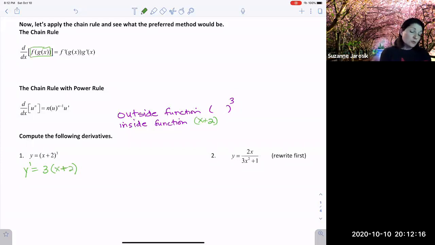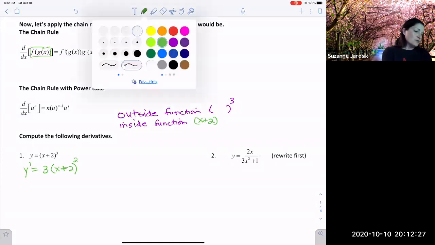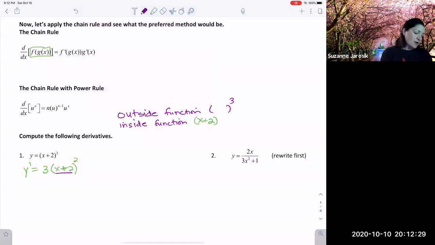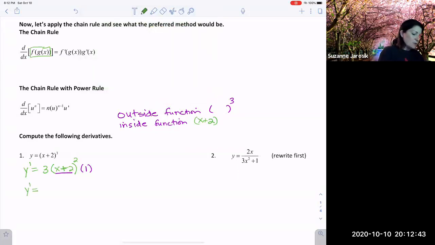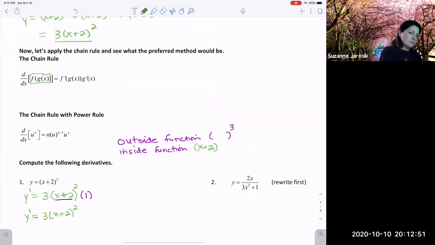So that would mean it's power rule. That means I subtract 1 from the 3. So I've applied power rule now. Chain now says you take the derivative of the inside function. So the derivative of the inside function would be times 1. Symbolically putting it down, I can write the final answer then as y prime equals 3 times x plus 2 squared, which is exactly what we got there.